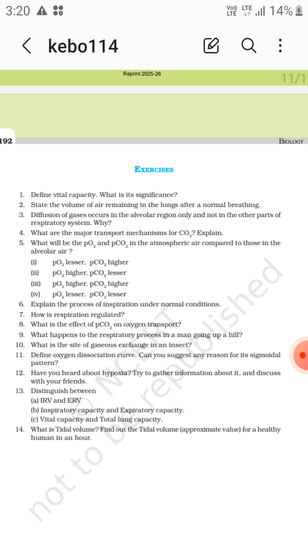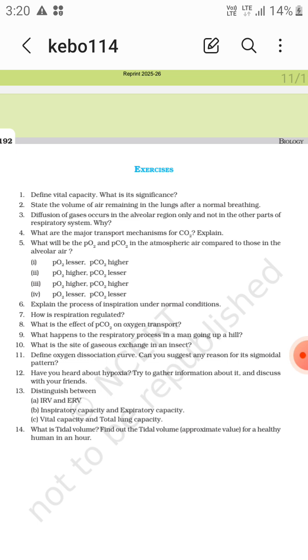Now what happens to the respiratory process in a man going up a hill? Due to the low atmospheric pressure of oxygen, he feels nausea. Then heart rate increases, red blood cells increase. So this is all happening.